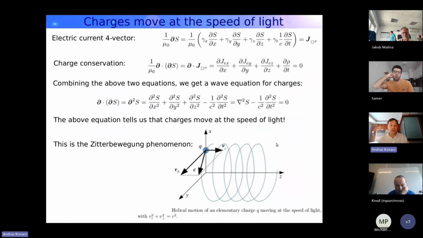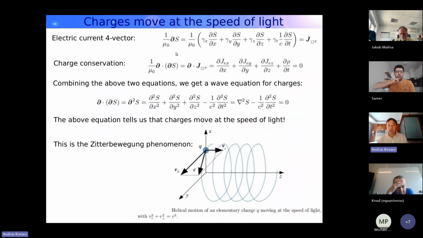Now, one consequence of this formulation we can see right away is that charges move at the speed of light. Let's see how to show that. The first line you see here is the electric current 4-vector. This is basically just the definition of identifying the electric current with the scalar field derivatives. So I showed you this definition 2 slides ago.